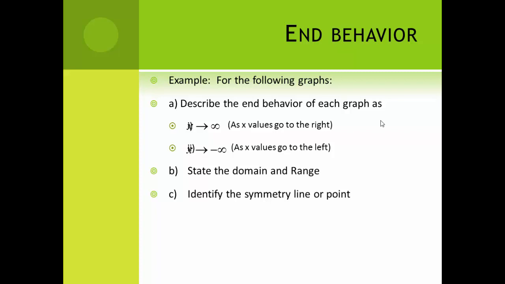Another important characteristic or feature that we're going to look at is the end behavior of the graphs of polynomial functions. We're going to look at some examples, and we're going to look at what happens to the y values as x increases, or x goes to the right, or x approaches infinity. That little symbol there is the symbol for infinity. And we're going to look at what happens as x approaches negative infinity, so as it goes to the left. We're also going to state the domain and range, and see if we have a line of symmetry or a point of symmetry.